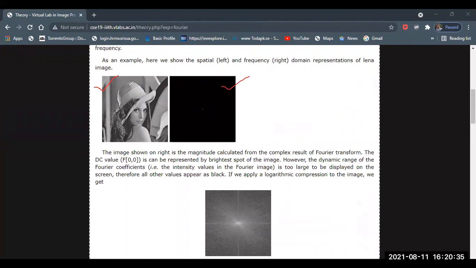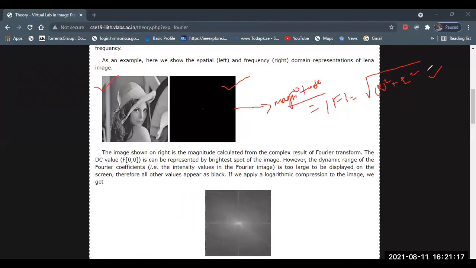The image on the right-hand side is the magnitude spectrum, and it has most of your geometrical information. The magnitude spectrum is calculated from the complex result of the Fourier transformation. Its value is given by the mod of F, which is the square root of R squared plus I squared. This is the formula for the magnitude spectrum.